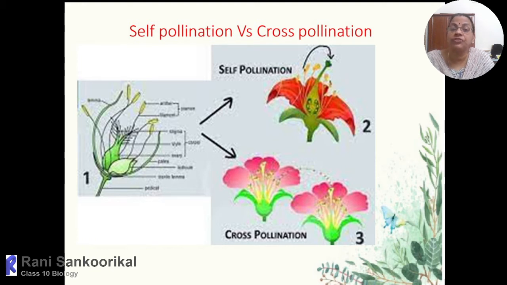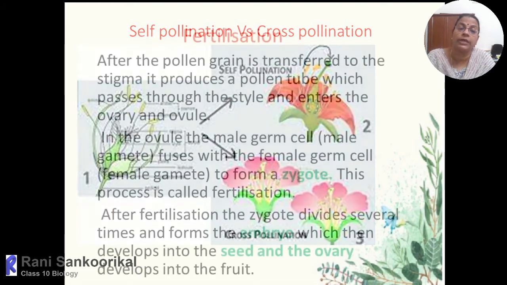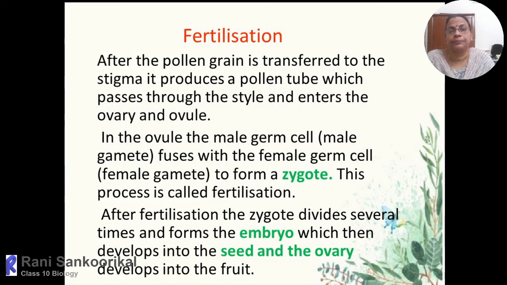In the first figure, the transfer is shown with the help of an arrow mark: the transfer of pollen from the anther to the stigma of the same flower. In the other case, it is the transfer of pollen from one flower to another flower, hence it is called cross-pollination.